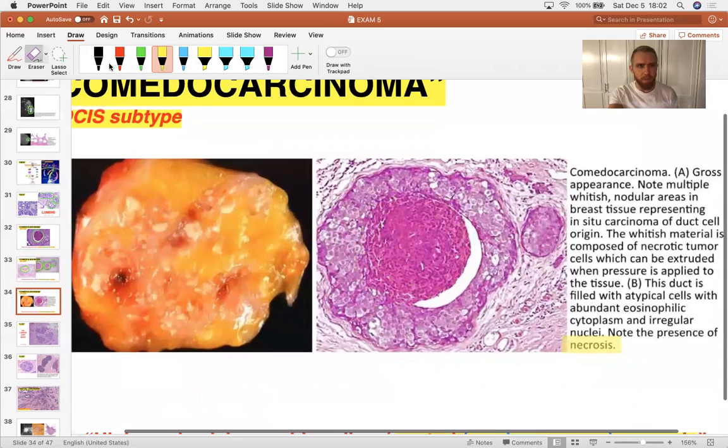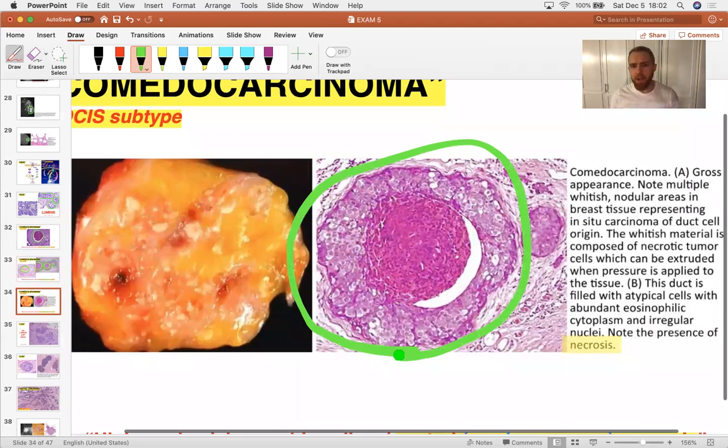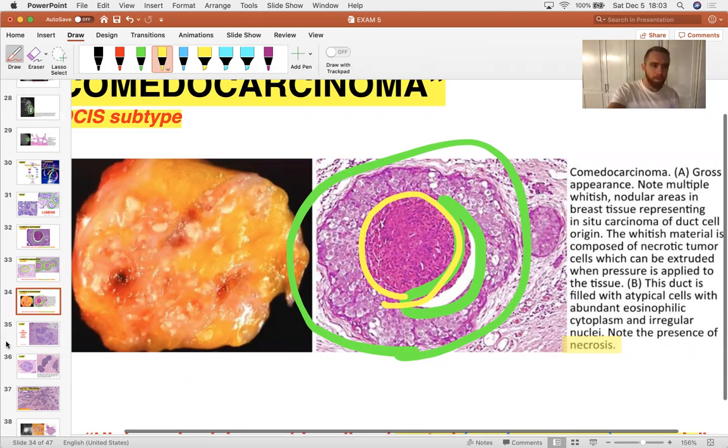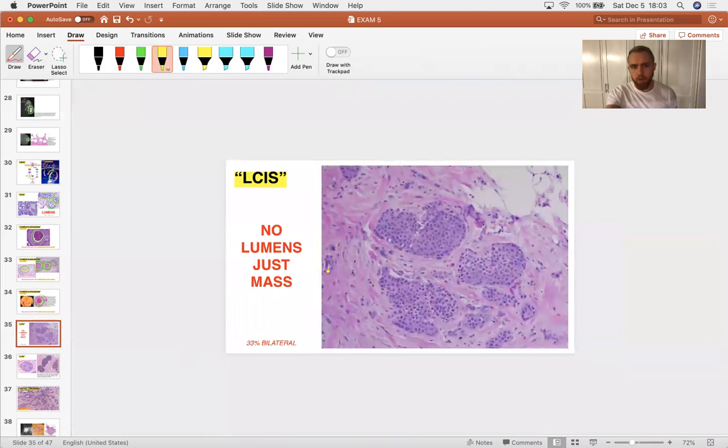The gross appearance isn't particularly important. What you want to identify, again, is here is a big duct. How do you know it's a duct? Well, you can see this little crescent moon lumen in it, kind of like if you were looking at the left descending coronary artery, and it's like there's a big thrombus inside. This looks exactly the same. So there's a lumen there. But what's inside that lumen? Necrotic cells and debris. So the lumen tells you that it's ductal, not lobular, and the debris tells you it's that subtype of comedocarcinoma. Now let's look at lobular carcinoma in situ.